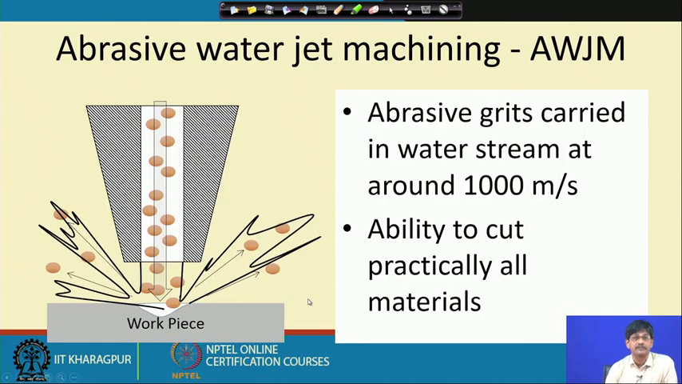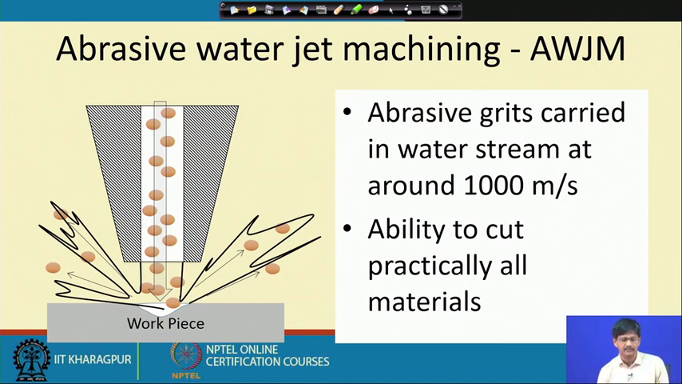In case of water jet machining and abrasive water jet machining, however, it's much more versatile than ultrasonic machining and abrasive jet machining. In what way? The abrasives now coming out, they are at 1000 meters per second almost, and they have the ability to cut practically all materials, okay, not only brittle materials.